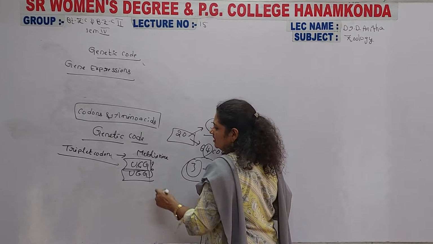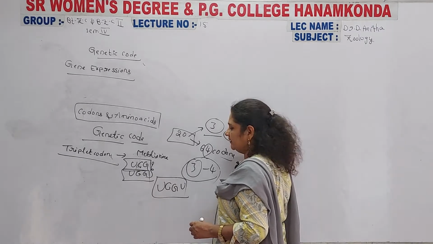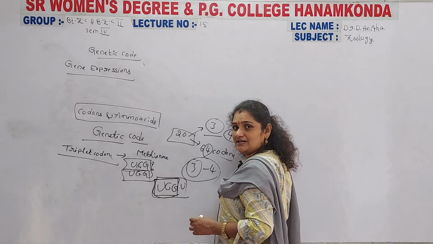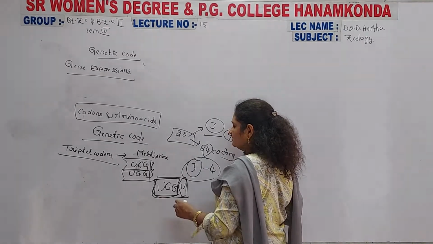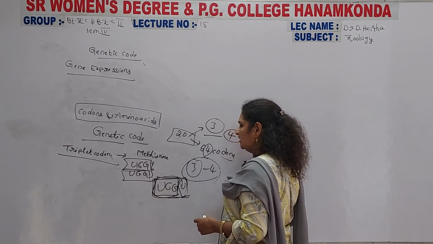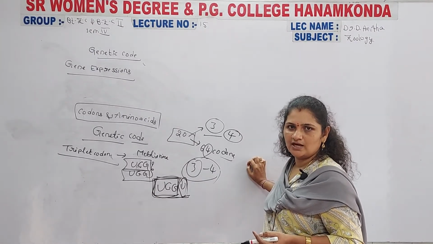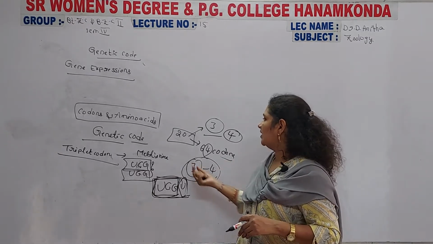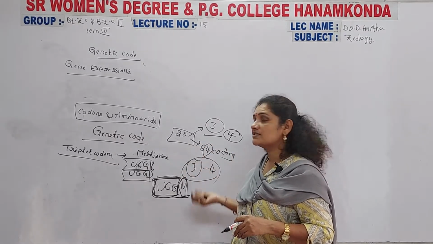For example, UCGU. Here there are four codons, but only three are considered, and the extra one may not be considered. In this manner, some amino acids are also coded with more than three codons, up to four codons. That's why a total of 64 codons code the 20 amino acids. So 20 amino acids are coded with the 64 codons.